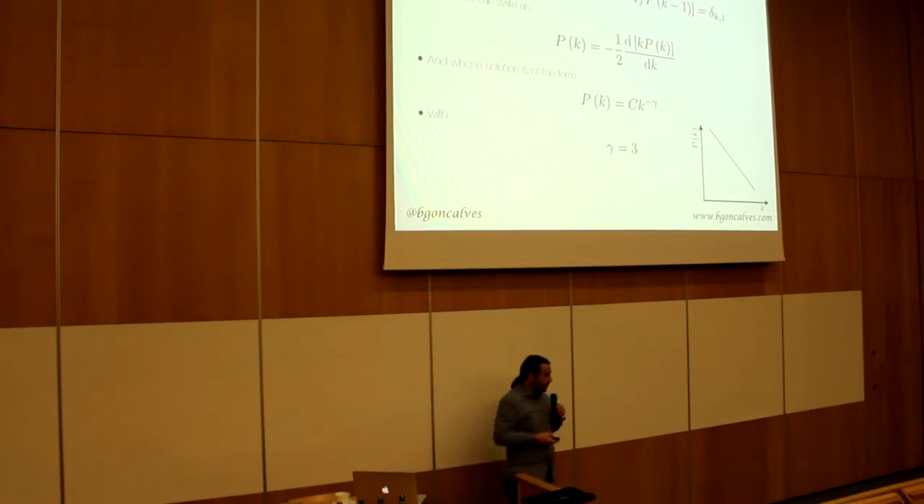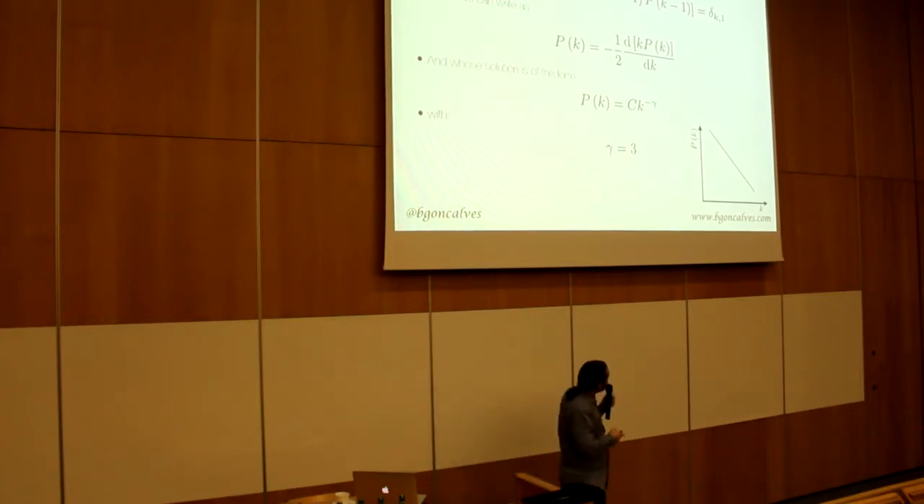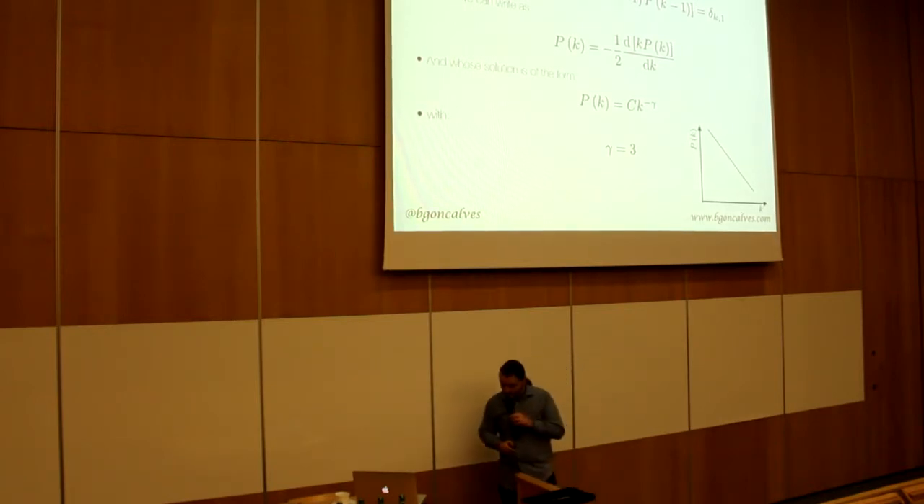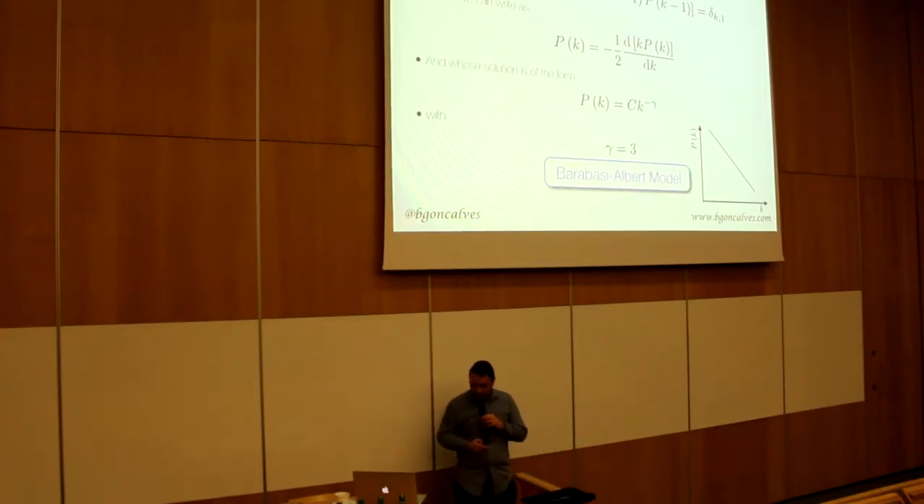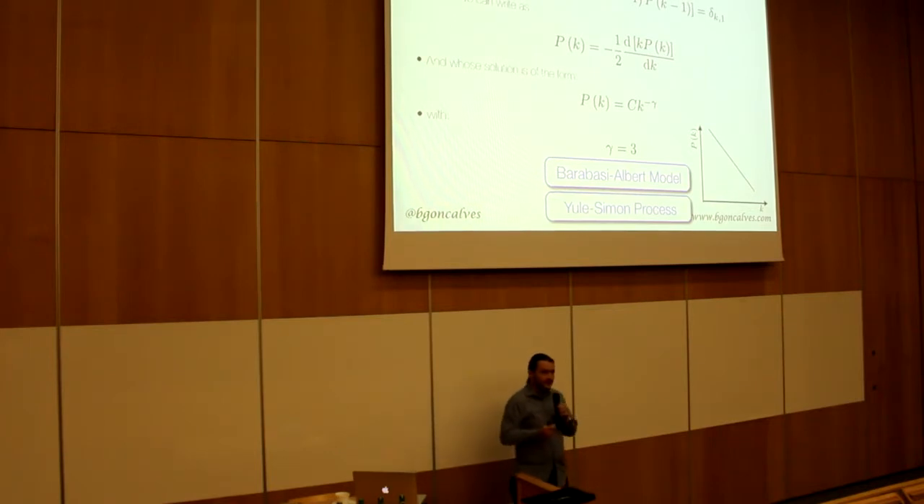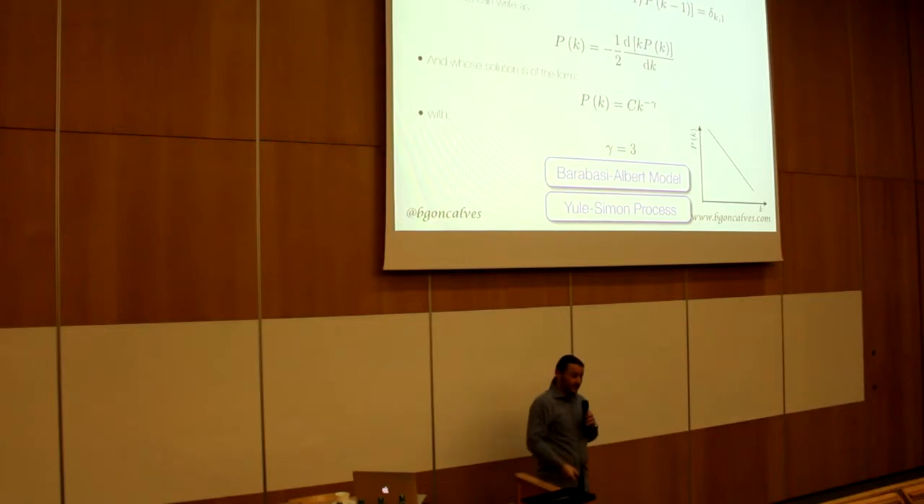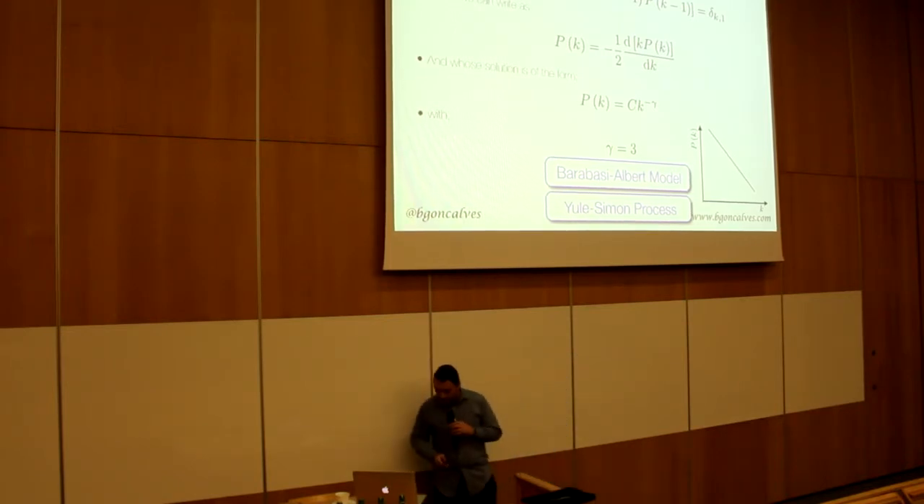So this is what the degree distribution looks like if you do it on a log-log scale. Of course, we get the straight line. And this is called the Barabasi-Albert model, which of course was later shown to be just a very simple example of something called the Yule-Simon process that had been proposed sometime in the 1920s, if I remember correctly. I'm very bad with dates.